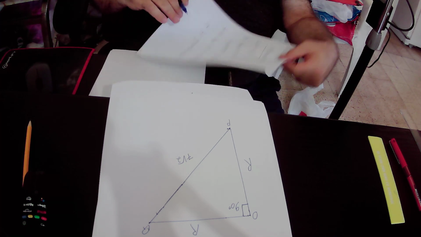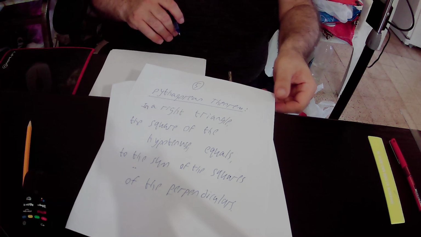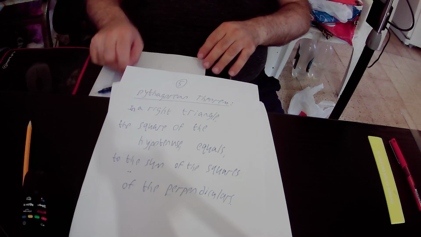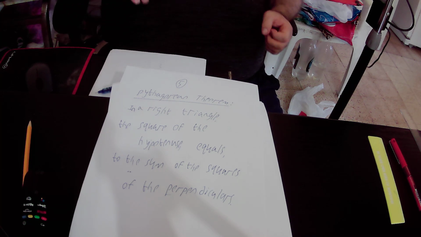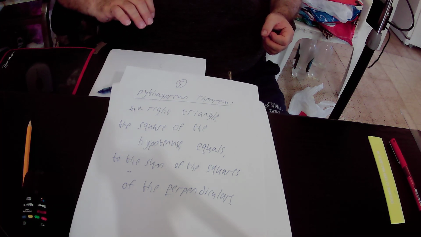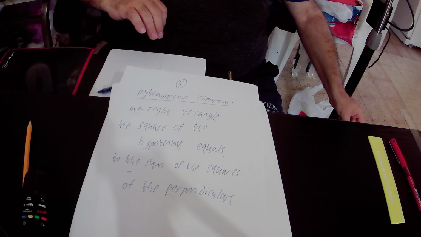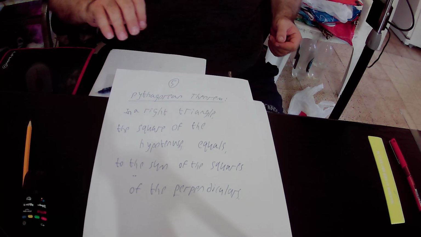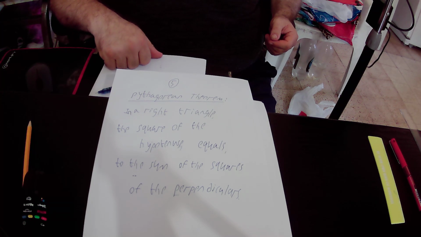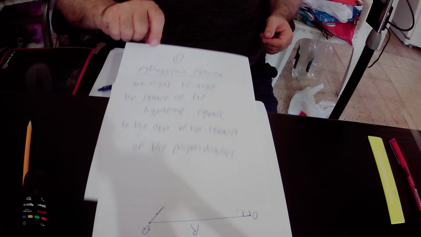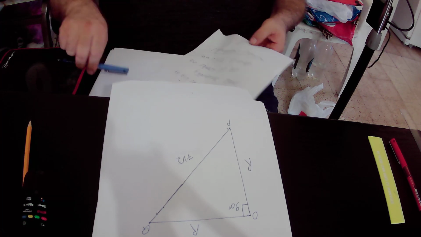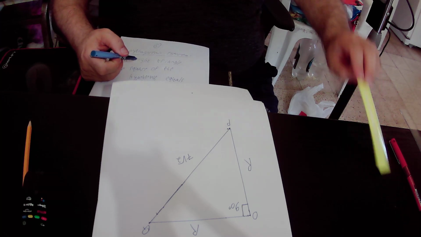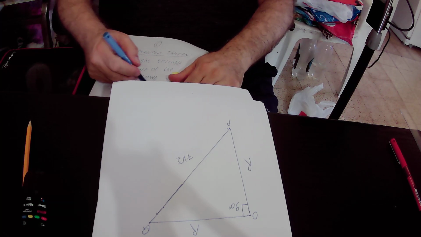So I will read it again. The Pythagorean theorem states that in a right triangle, it applies only on right triangles, the square of the hypotenuse equals to the sum of the squares of the perpendiculars. Okay, so I will explain the Pythagorean theorem.